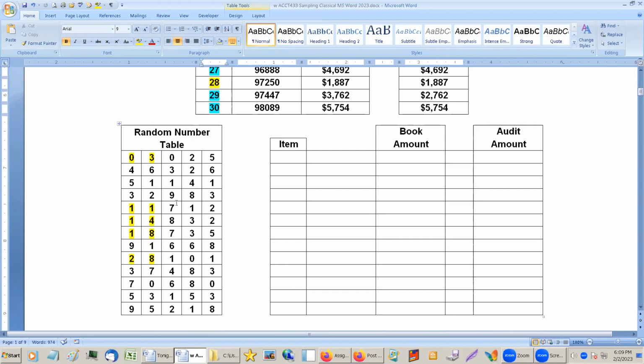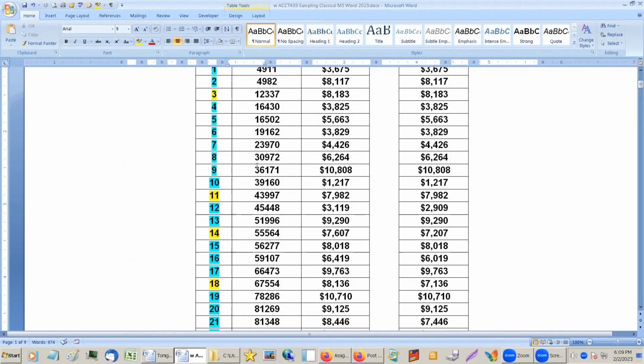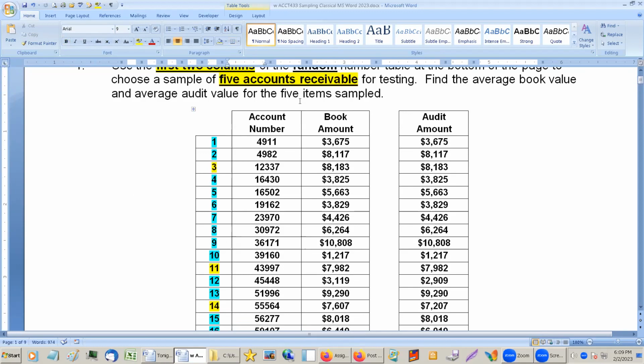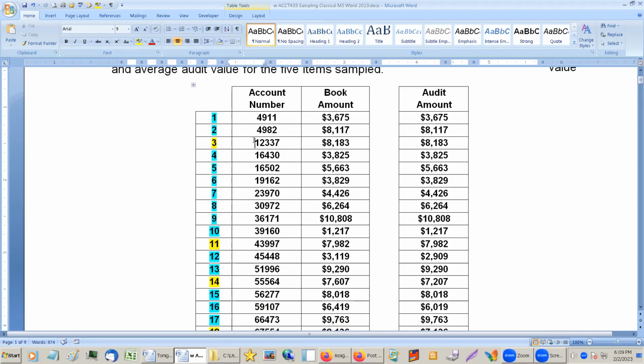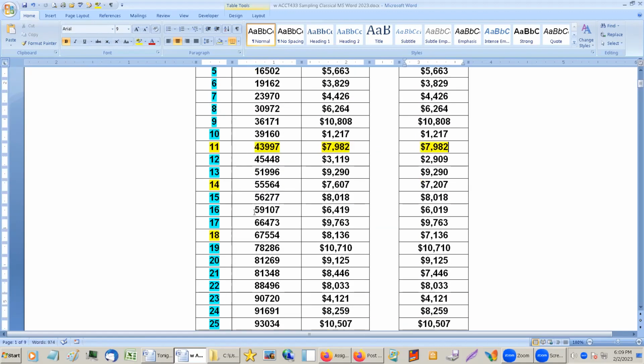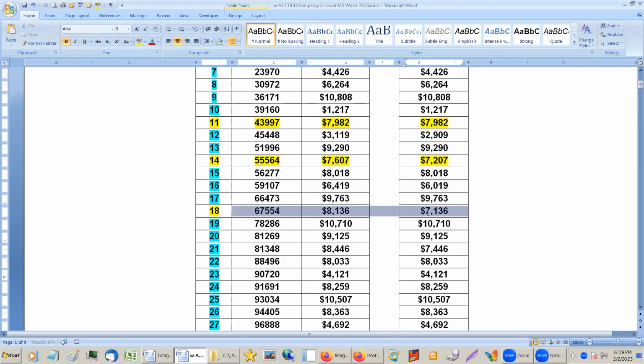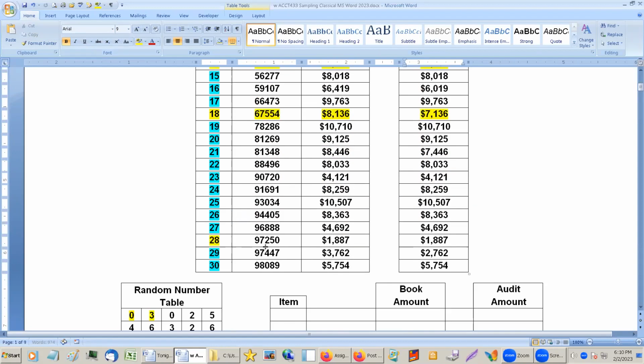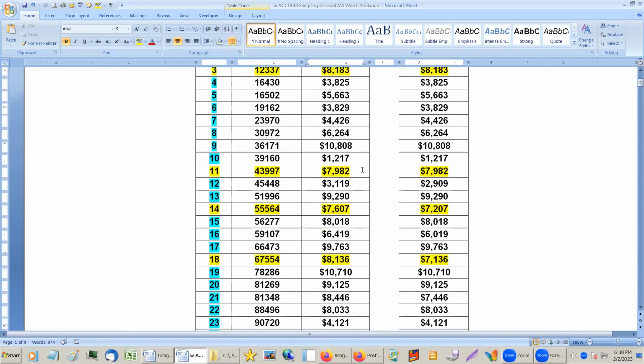Okay, and notice now this is random in this random table, and you could pick any columns you want to work with to pick a sample. We picked the first two. So these are the items we're going to pick to take a look at and try to make a judgment as to whether these accounts receivable are materially misstated. Okay, so we have our 5 items.